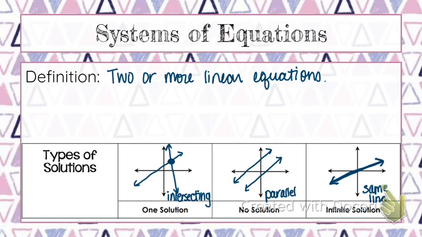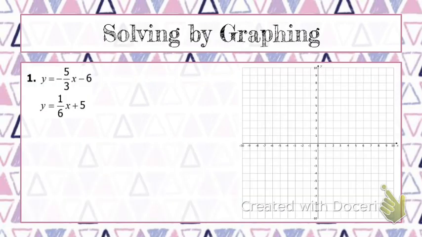Okay, let's look at some examples. For number one, we have a system of two equations. And like we said, that just means that there are two or more equations. That's nothing else. So what we're going to do is solve these by graphing them. I just showed you the different types of solutions and how they look on a graph. So we are going to graph each of these equations and then try to find the solution.